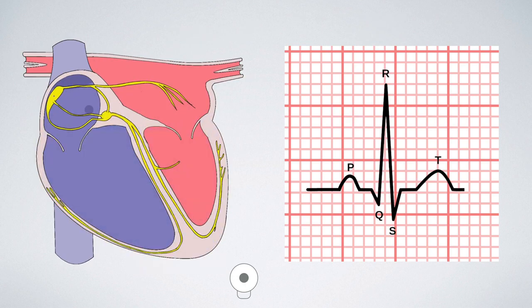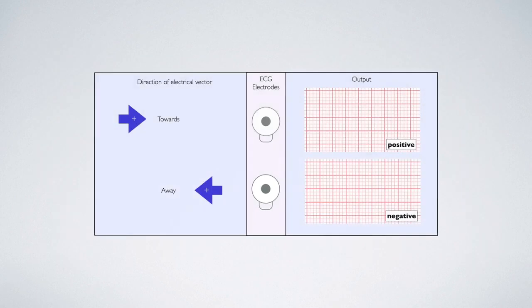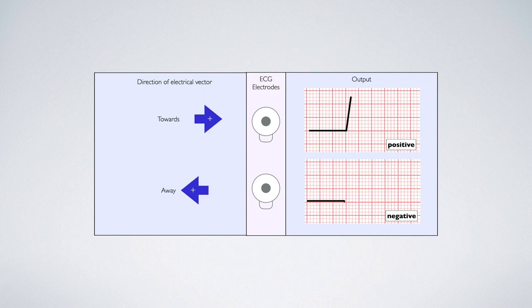But here's where things get really interesting. So those ECG electrodes that we place on the body, they record the net movement of electrical activity, and we call this net movement of electrical activity a vector. And when the vector moves towards the ECG electrodes, the resulting wave on the trace becomes more positive. Conversely, when the vector moves away, the wave becomes more negative.